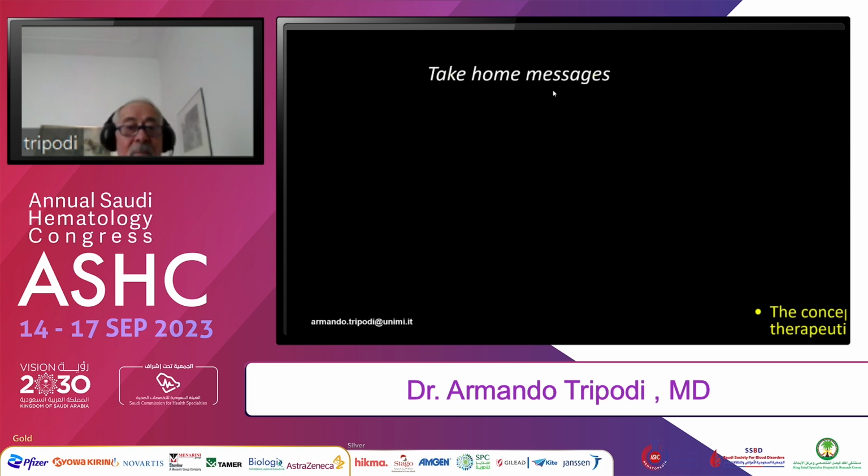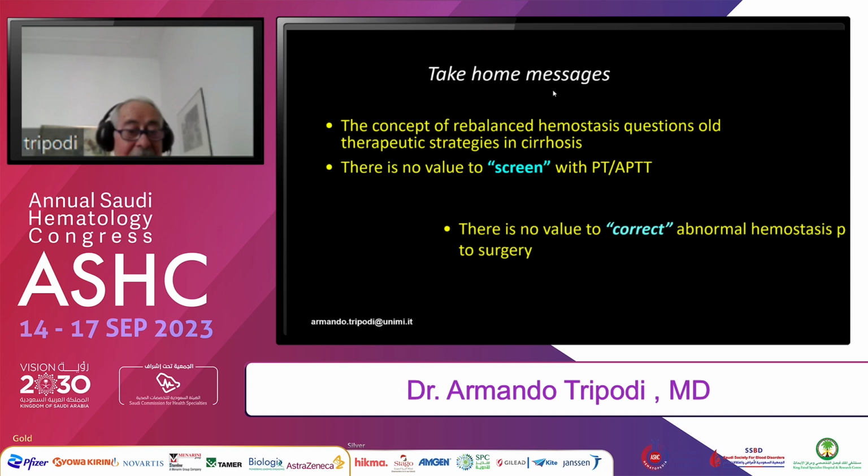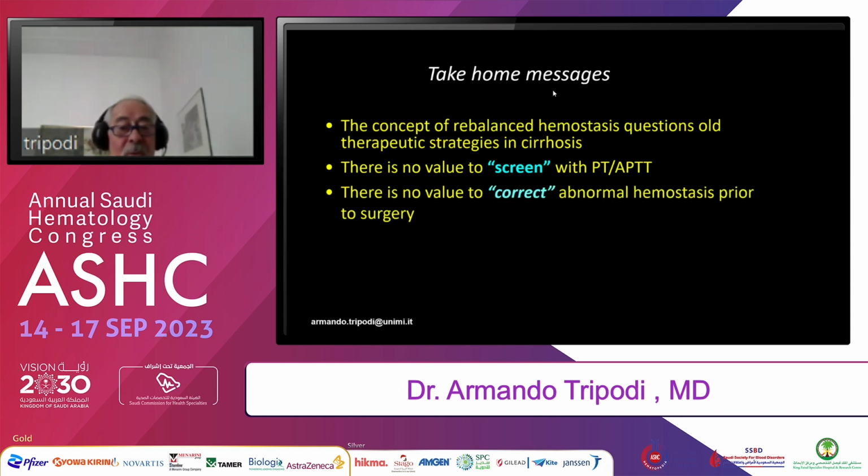And these are my take-home messages, and I conclude my presentation today. According to the evidence I showed, the concept of rebalanced hemostasis questions quite dramatically the old therapeutic strategy in cirrhosis, so this should be reconsidered. For instance, there is no value in screening patients with PT and APTT because these are not valid in this context. And there is also no value in correcting the abnormal hemostasis prior to surgery, as I showed before.